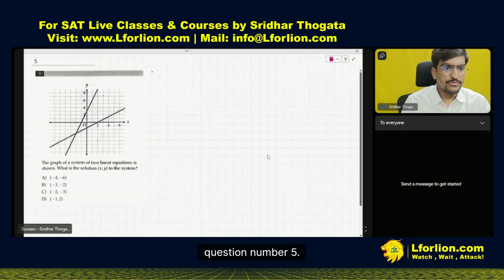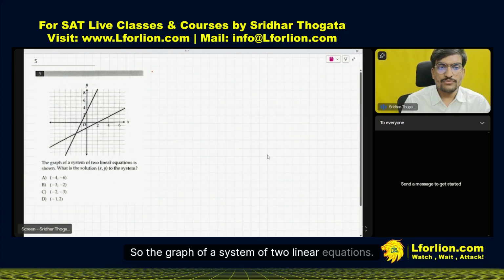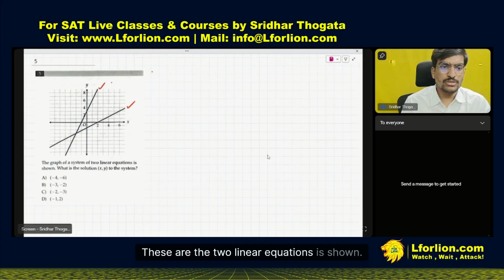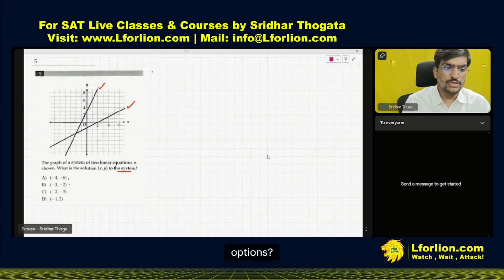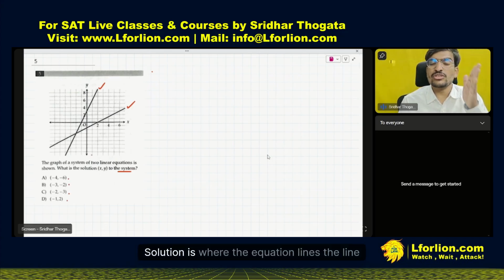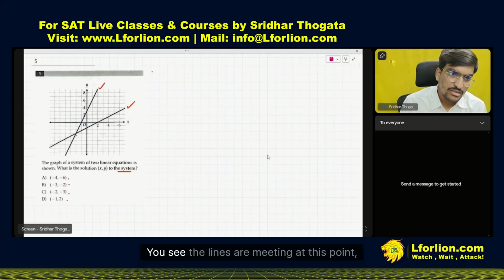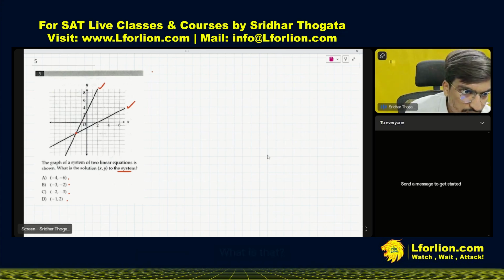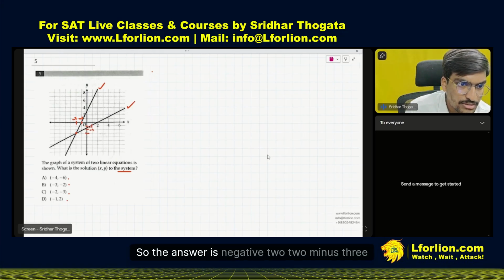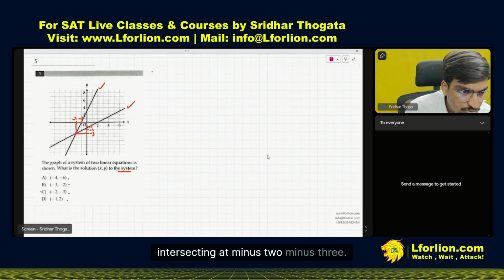Question number 5. The graph of a system of two linear equations is shown. What is the solution to the system? They gave options. So what is the solution? The solution is where the line equations are meeting. You see the lines are meeting at this point, the intersection point. What is that? Negative 2, negative 3. So the answer is negative 2, negative 3, intersecting at negative 2, negative 3.